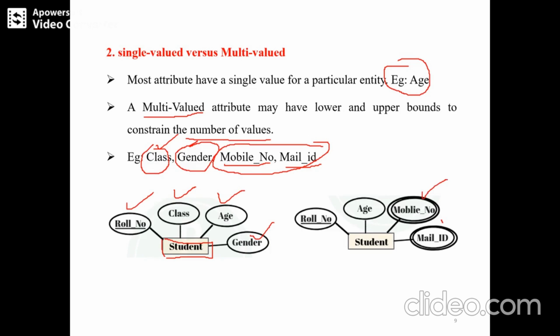Mobile number and email IDs are the multi-valued attributes. Why? Because each person may have more than one mobile number. Either two numbers, or three numbers, or four numbers are there. These we call multi-valued attributes. Similarly, a person may have two or more email IDs. These two kinds of attributes we call multi-valued attributes. Then the third type of attributes are stored versus derived attributes.